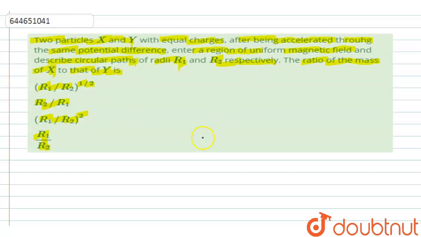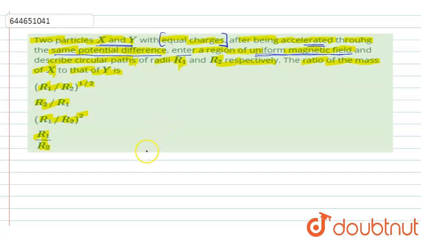So we have two particles x and y with equal charges. The charges of these two particles are the same and they are being accelerated through the same potential difference. Then they enter a uniform magnetic field, so we have to apply the formula for a uniform magnetic field.